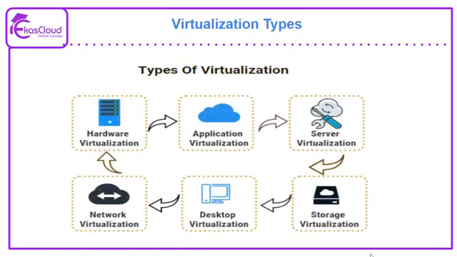virtualization types. Some six types are there. So see there: hardware virtualization, and access environment. And the next is application virtualization, server virtualization, network virtualization, desktop virtualization, and storage virtualization. So many virtualization types are there. So these are the types of virtualization.